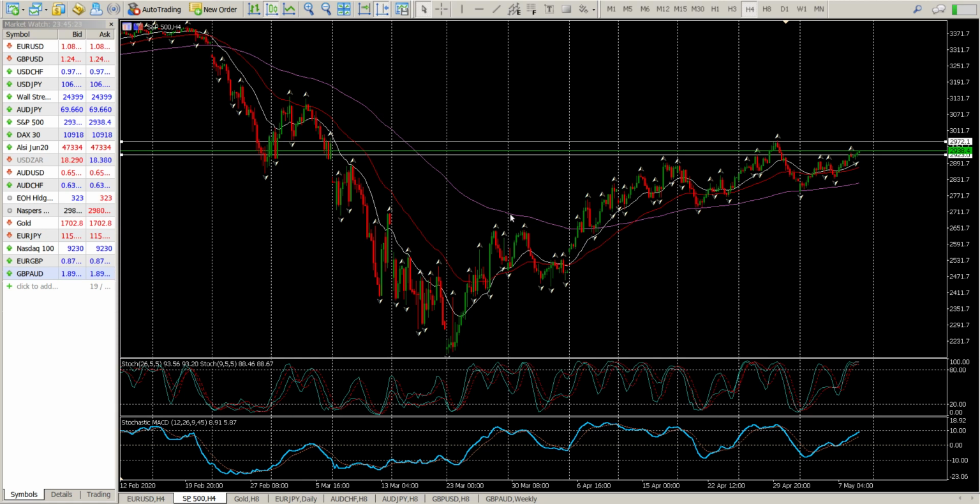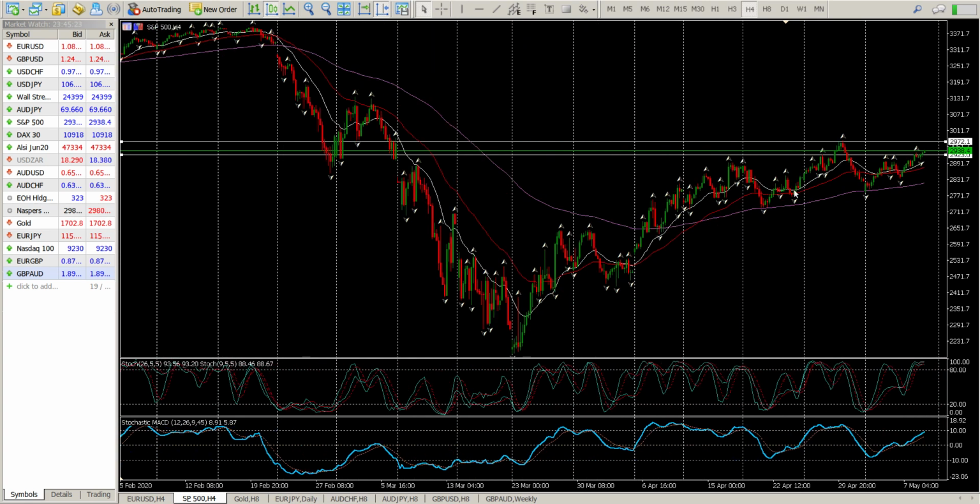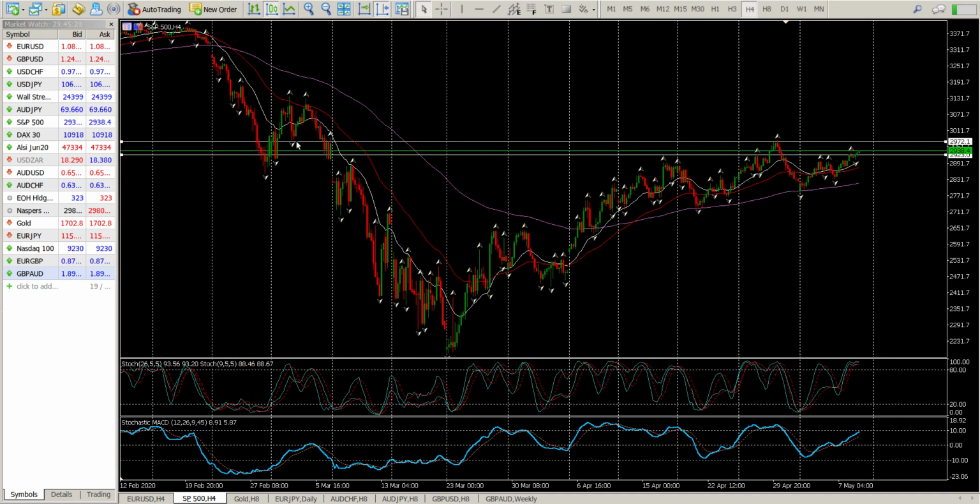Now, the 150 EMA for me is a critical part of my trading, and you can see on a 4-hour how this is holding. So for me, the 150 EMA indicates the trend, and right now the trend is to the upside, albeit a little bit sideways, but it's got an upside bias. So those are the two areas that I'm looking at.